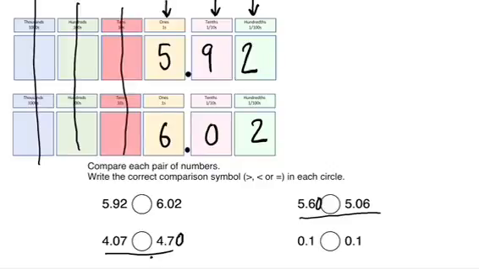Then look at the tens column, and they've both got nothing in it, so that doesn't help. Now I look at the ones column. One's got 5 ones, the other one's got 6 ones. 6 ones is more than 5 ones. It's the biggest one, it's the direction the mouth points at.